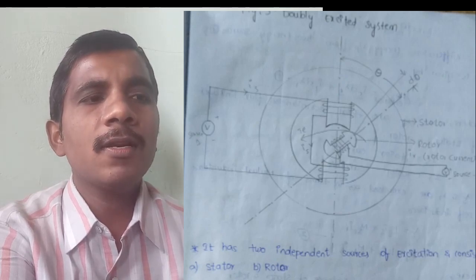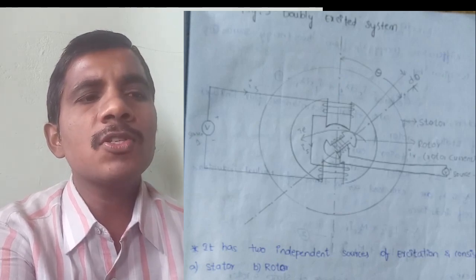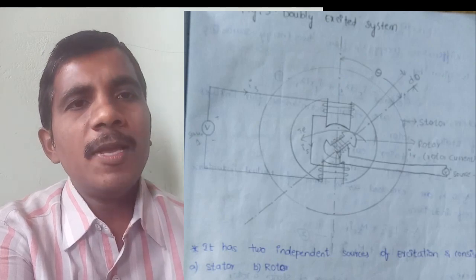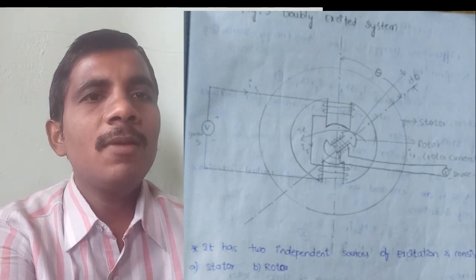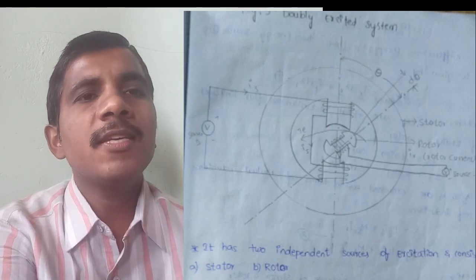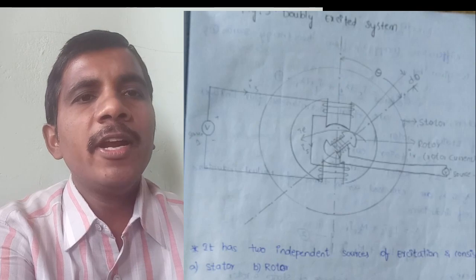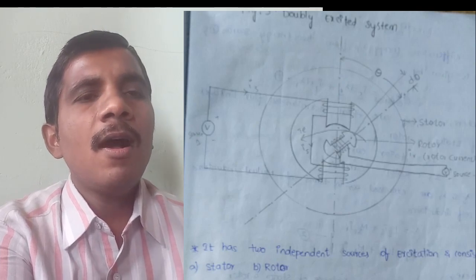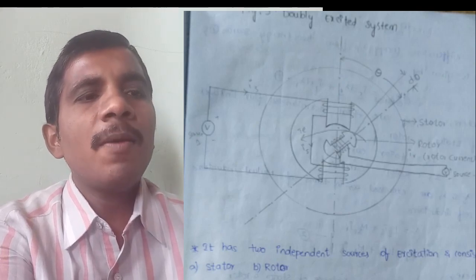Consider a stator and rotor. The stator is energized from source 1, that is the 3-phase AC source, and the 3-phase supply is obtained from the alternator. The rotor is energized from source 2, that is the DC supply. A field is provided in the rotor of the synchronous machine, and that field is energized from a DC source.